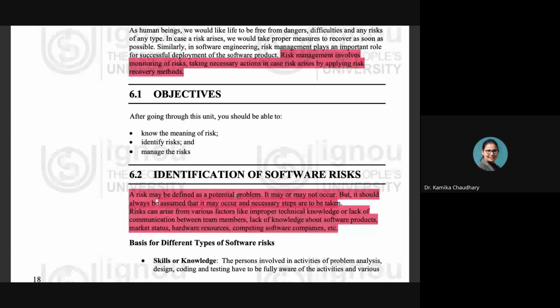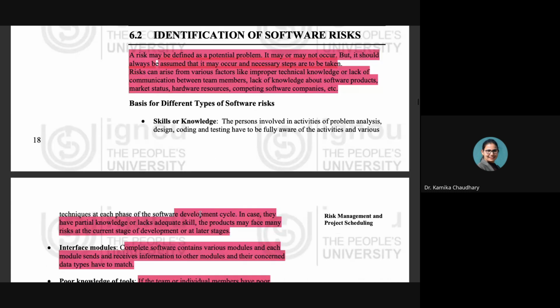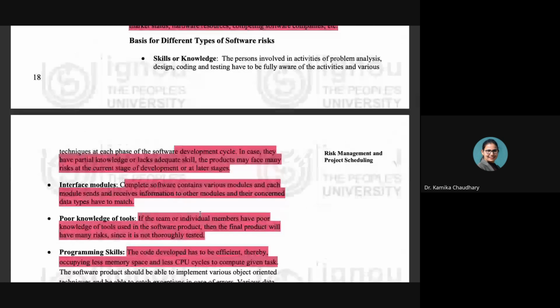Now we are going to see the basis for the different types of software risk: why the risks are there, and what are the things inviting risk into our software. If any of these points exist, then there is a possibility of risk to the software. First is skills or knowledge. If the persons involved in the development of the software do not have the proper skill, if their knowledge is partial, then there can be a situation where the product may face risk.